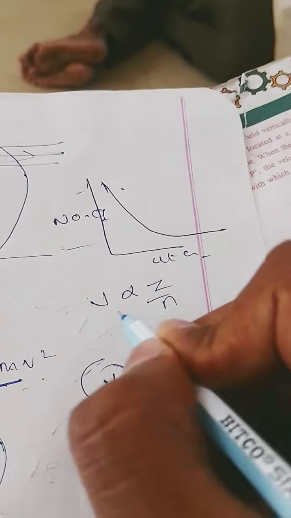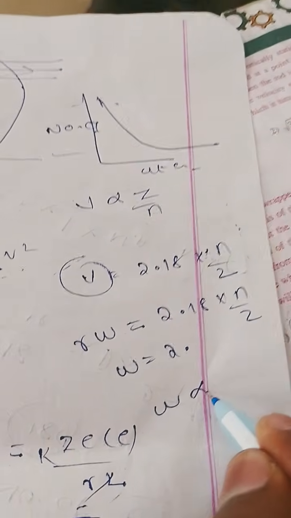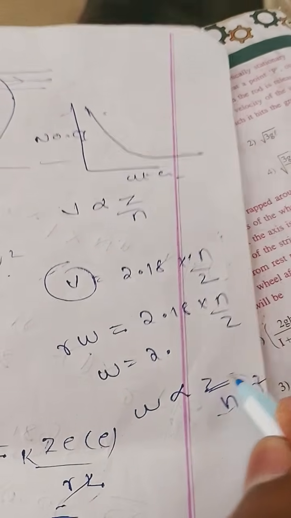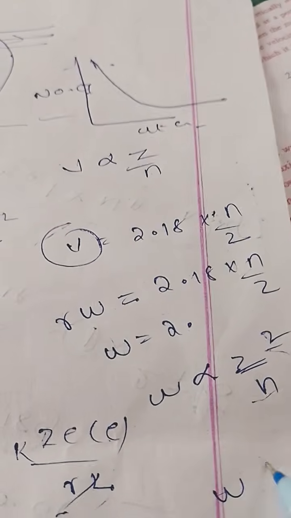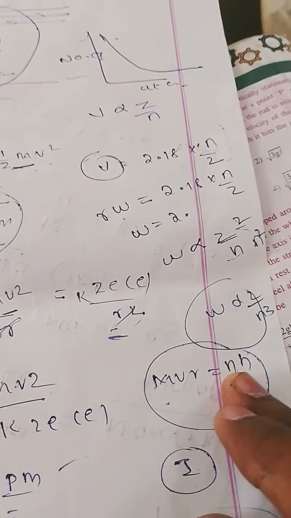Now v is equal to r omega. So omega is equal to v by r, that is z by n. Here radius means n square by z. Then we will get omega is directly proportional to z square by n cube.